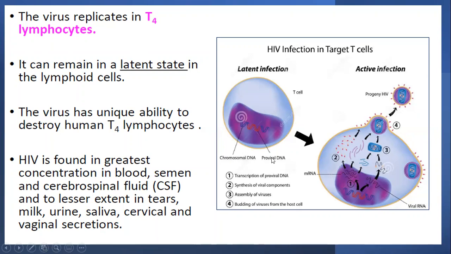Here you can see chromosomal DNA, proviral DNA present over here. There is a T cell. Later on, what happens is the progeny HIV. Progeny HIV means the cells which have been duplicated from here. Replication takes place, and this one DNA gets replicated into many and then it spreads. You can see transcription of the proviral DNA, synthesis of viral components, assembly of viruses, and budding of viruses from the host cell. There is multiplication of the cells here. Clear? So यहाँ पे this diagram is again important, showing latent infection and active infection.